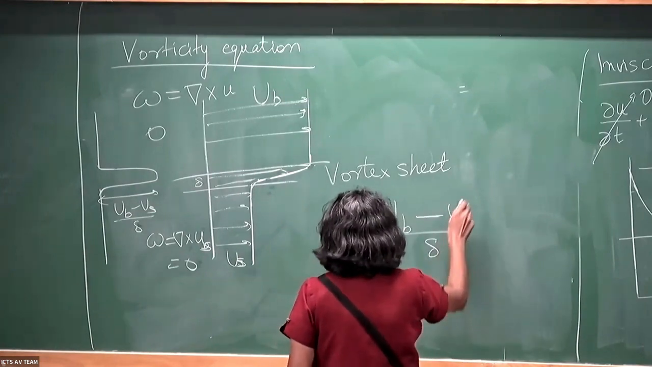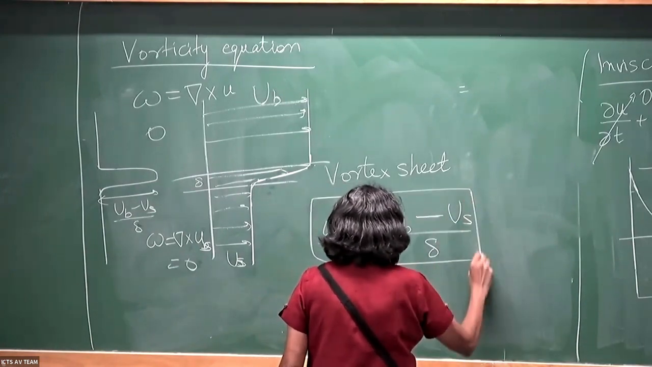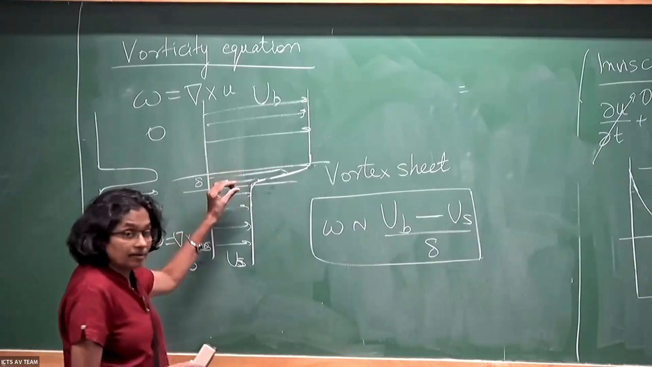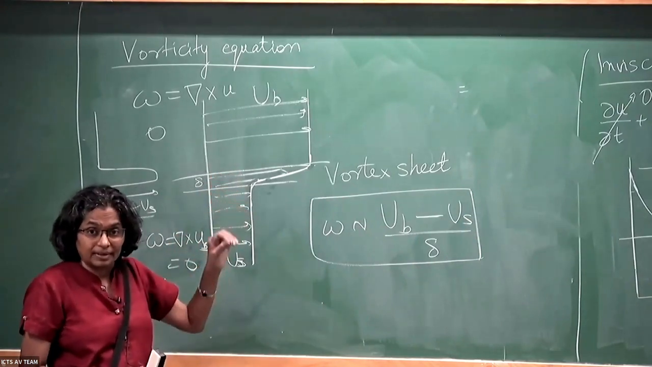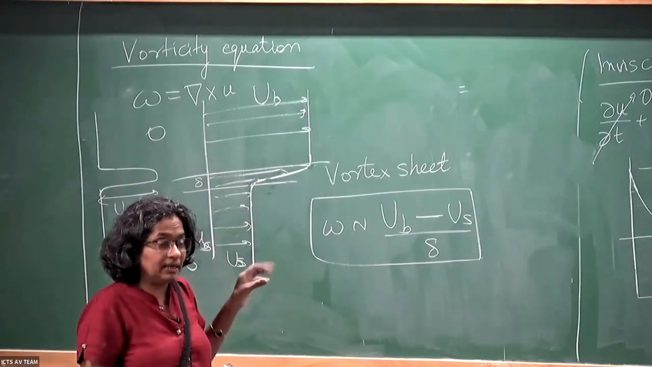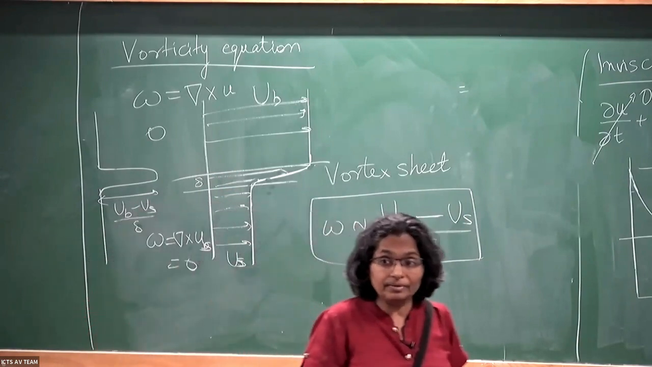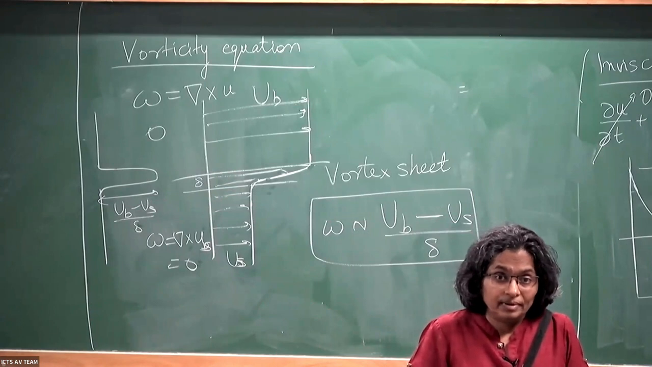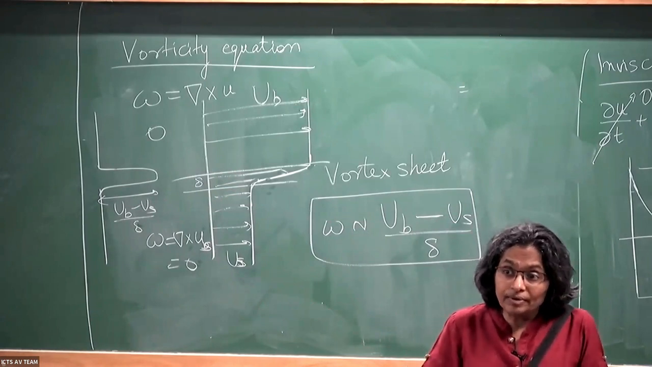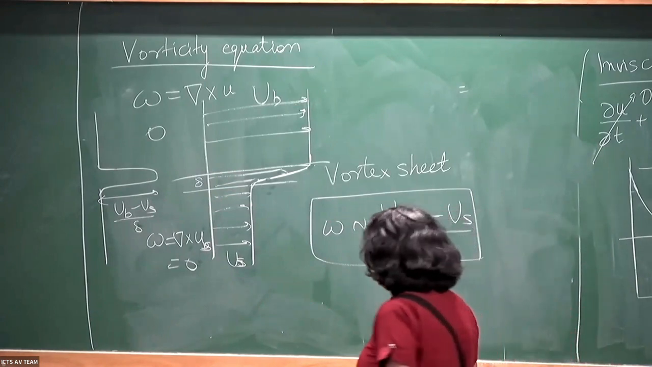So this is how the vorticity goes. I could keep thinning down the sheet, thinning it down, thinning it down till delta approaches zero. And what will happen to the vorticity? Yeah, the vorticity will diverge. Yeah, it will become like a delta function.